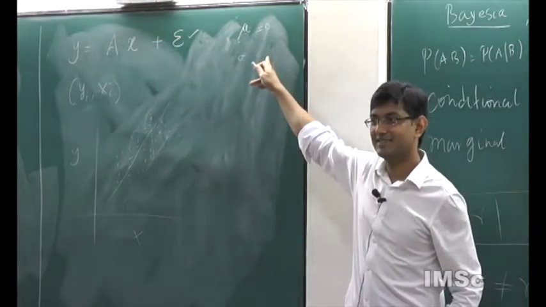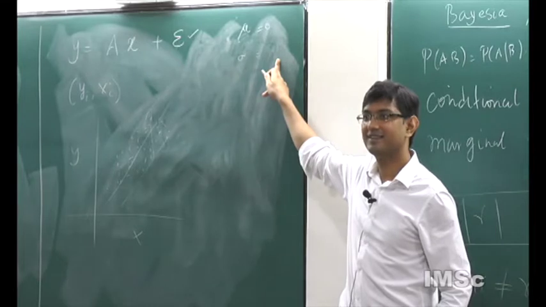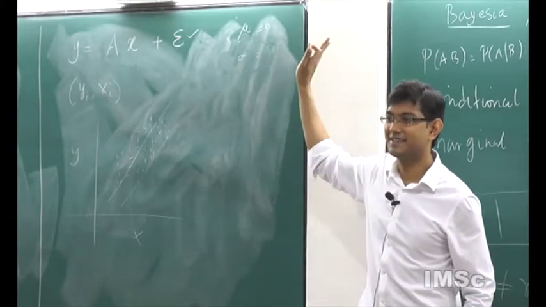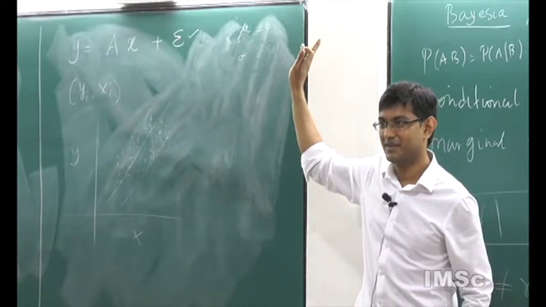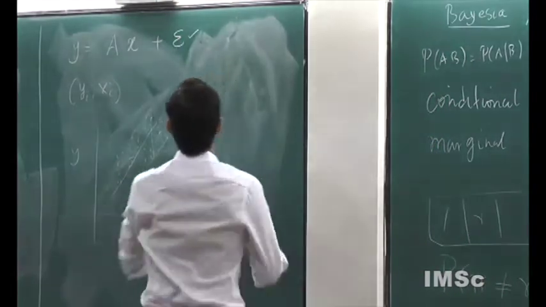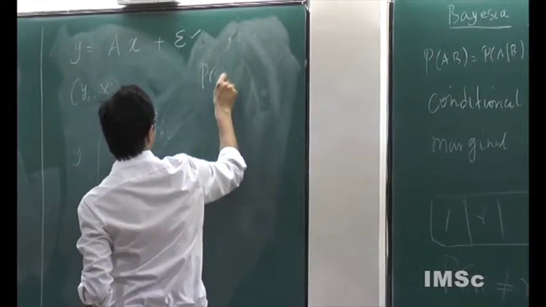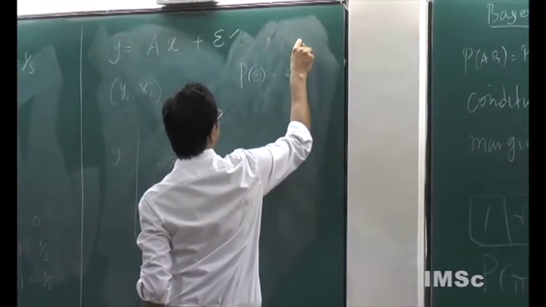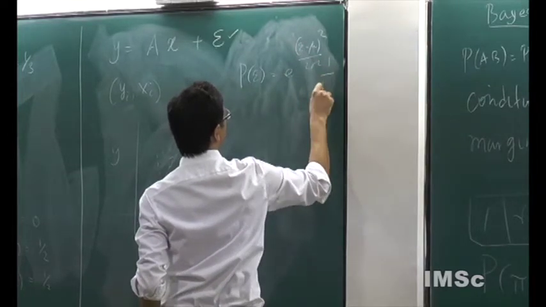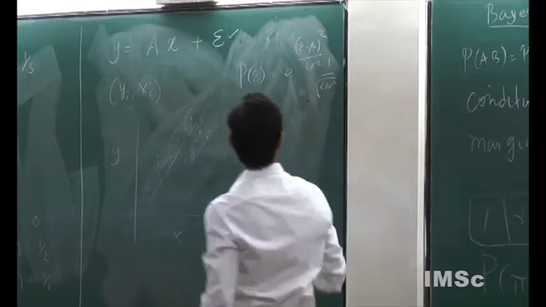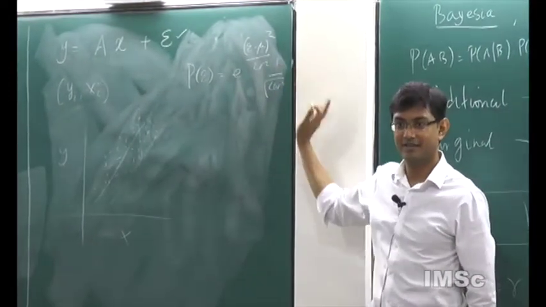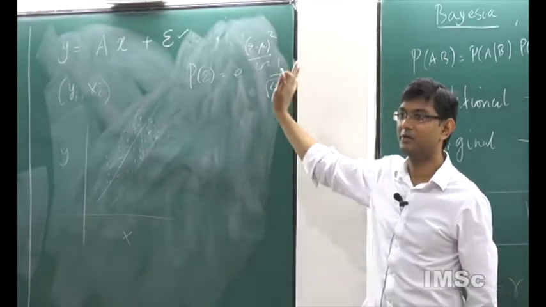Can you tell me if this is suggesting any distribution? Sorry? Yes. So why should I take this to be a normal distribution? The distribution that I take for this is normal. So I take P of epsilon is 1 over root 2 pi sigma square times e to the minus epsilon minus mu whole square by 2 sigma square. But why should I take it to be this? That is certainly a distribution which will satisfy these kinds of quantities, but why do I take it to be this?